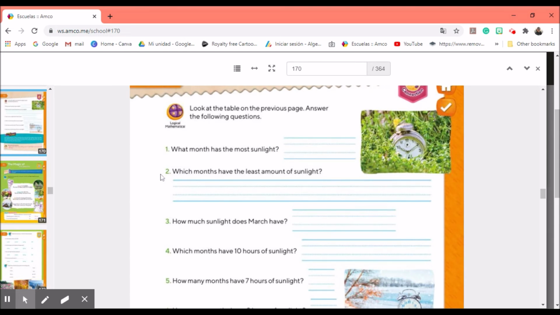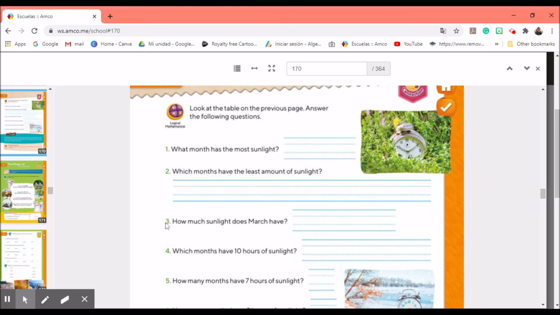Let's look at question number 2. Which months have the least amount of sunlight? Remember, the least means less, a little bit. So, is it July and June or January, December and November? Make sure you look at the amount of sunlight and select the correct answer.